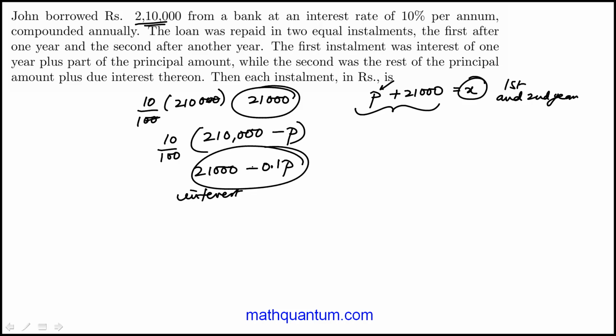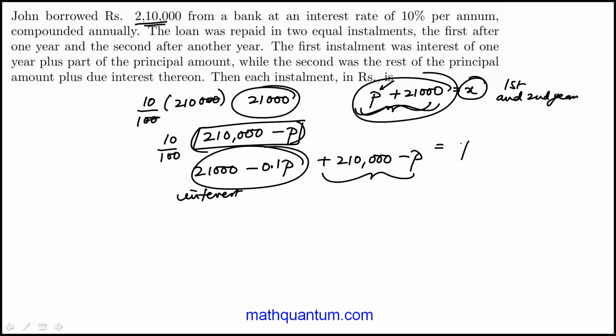Now we'll need to pay the remaining principal, which is 210,000 minus P. And so that's the remaining principal, and that needs to be the same as what was paid the first installment in the first year. So this is really the condition to find what P is, and then once we know P, we can figure out X, which is really the equal installment.